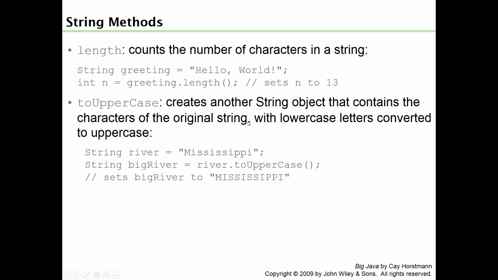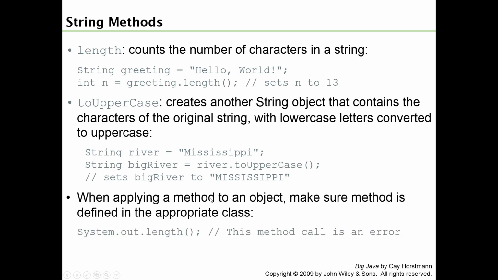Now toUpperCase creates another string object that contains the characters of the original string with all the lowercase letters converted to uppercase. So all the little letters, or small letters, are made into capital letters. So if you took Mississippi and called toUpperCase, that will return a string where all the letters are capitalized, and so you get Big River, set to Mississippi. Notice too that toUpperCase doesn't actually change the value of river, it doesn't convert it to uppercase. It just returns you a copy of the string, what it would look like if all the letters were capitalized.